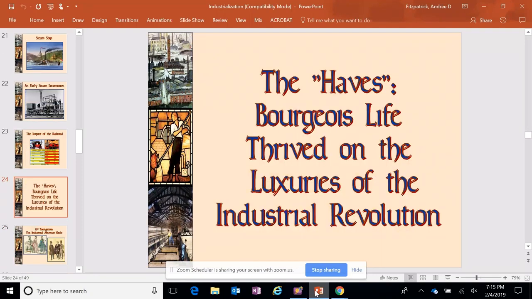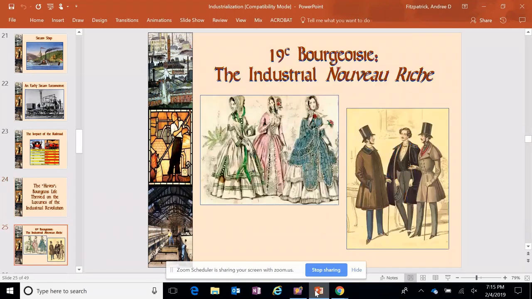Okay, so let's talk a little bit about what happens to society as a result of the Industrial Revolution. You get this division in society between the haves and the have-nots. And we've talked about the bourgeoisie. It's this concept of upwardly mobile middle-class people who become the Nouveau Riche, or the new wealthy people in society. They're not titled nobility. They didn't gain their wealth by land or inherited wealth. They got rich because they were the capitalists who were able to invest in these new endeavors.